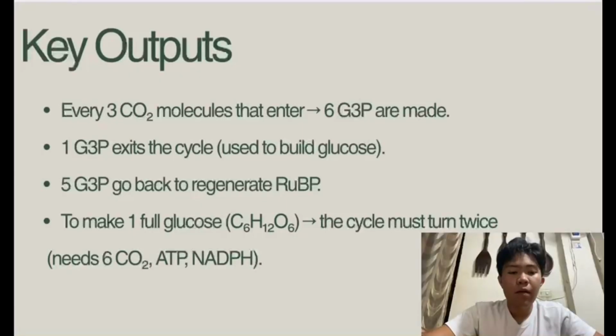Now let's look at the outputs of the whole cycle. For every 3 CO2 molecules that enter the cycle, 6 G3P molecules are made. Out of these, 1 G3P exits the cycle to help build glucose and other sugars. The other 5 G3Ps are used to regenerate RuBP. This means that the cycle has to turn twice, using 6 CO2 molecules, 18 ATP, and 12 NADPH to produce 1 full glucose molecule. To wrap up, the regeneration phase is vital for the Calvin cycle.